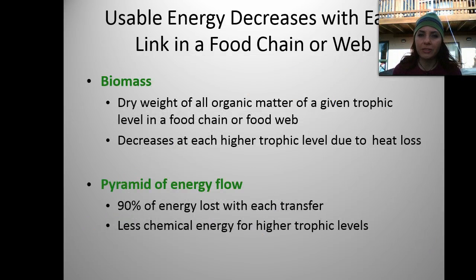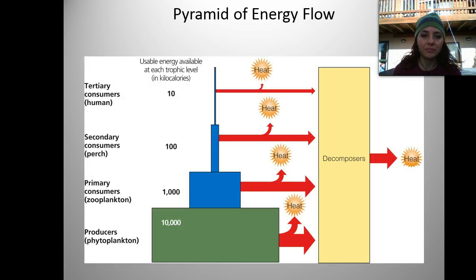So two terms I want to discuss real quick before we move on are biomass and pyramid of energy flow. Biomass is the dry weight of all organic matter of a given trophic level in a food chain or food web. The dry weight basically means that we've dehydrated it, taking all of the water out, and that's going to be our dry mass. A pyramid of energy flow is showing that 90% of the energy is lost with each transfer. So we call that the 10% rule. Only 10% of the energy is passed from one trophic level to the next.